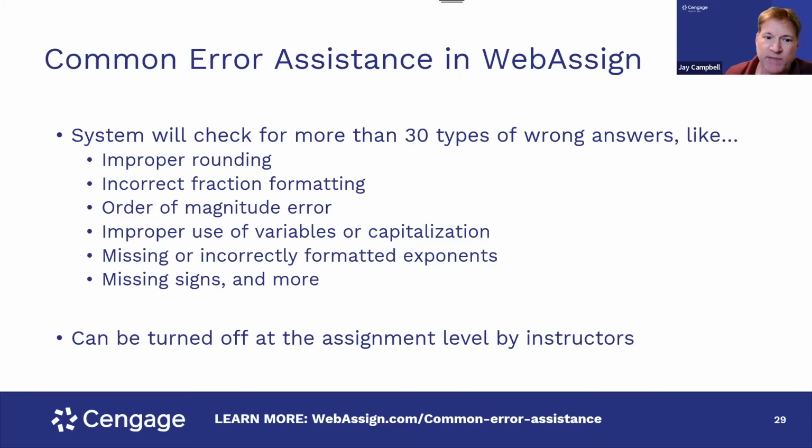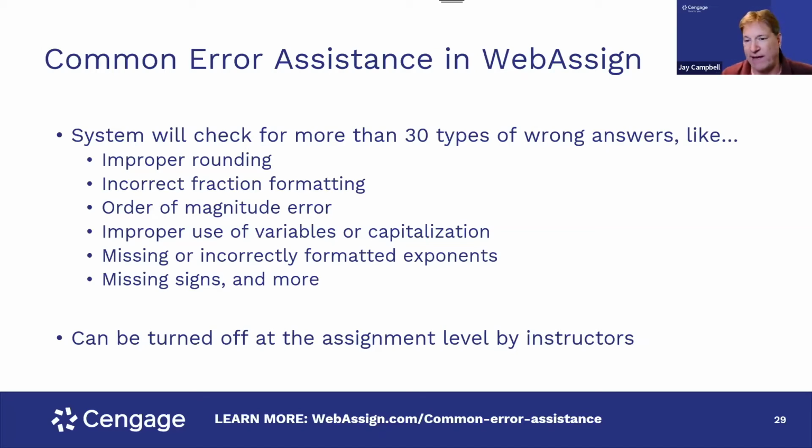And this is just a non-exhaustive list here. It can check for things like improper rounding, especially if a question says round to 3 decimals, and the student does more or less. It'll catch those things. Incorrect fraction formatting, if they somehow switch the numerator and denominator, for example. Order of magnitude. This would be something, for example, in scientific notation, where if it's some number times 10 to the 8th, and the correct answer is that number times 10 to the 9th, it will alert them that there's an error with that. If they use the wrong variables or wrong capitalization with variables, it'll catch that.